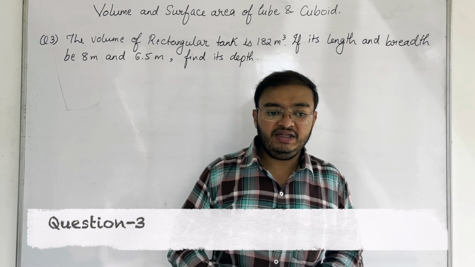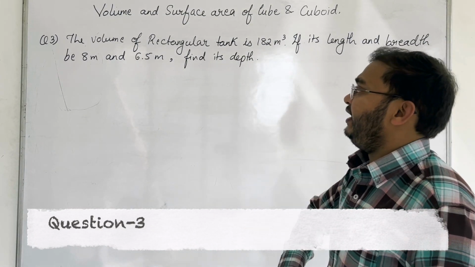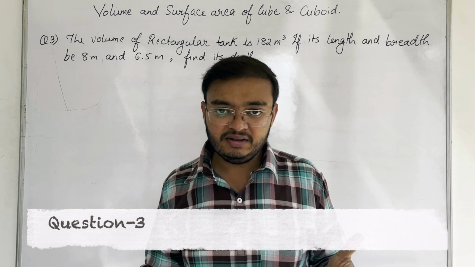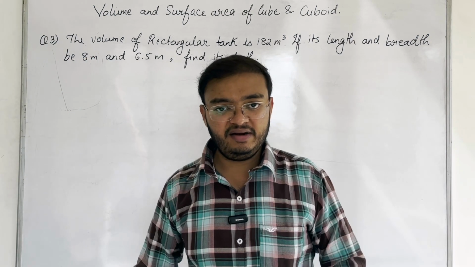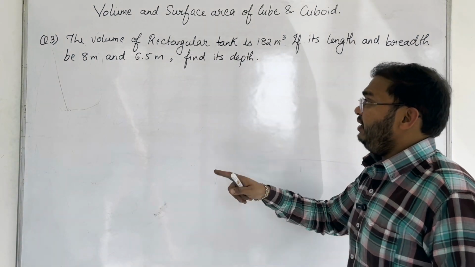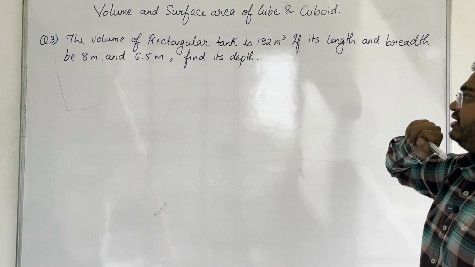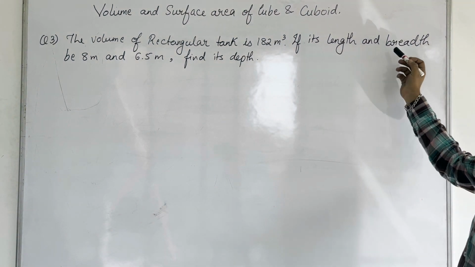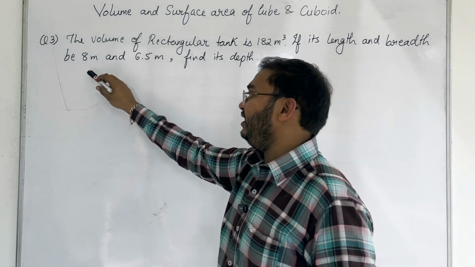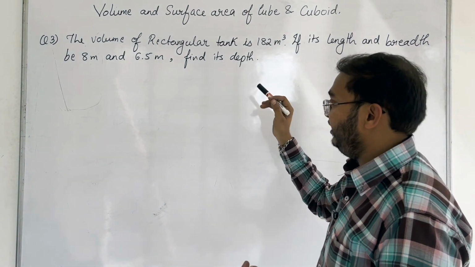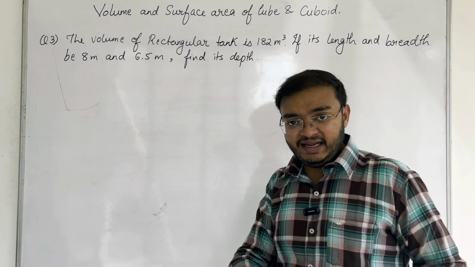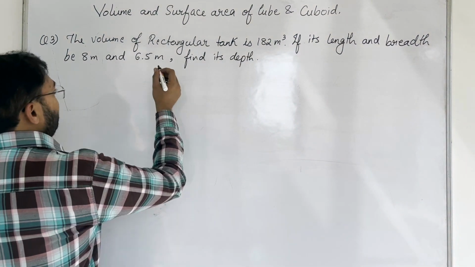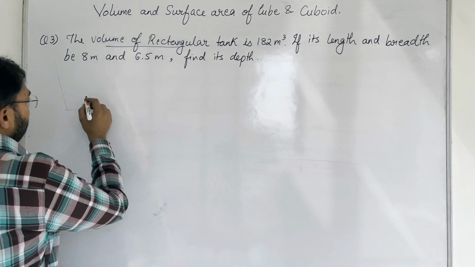Coming towards our question 3, we can see here the volume of the rectangular tank. Now this rectangular tank is in the shape of cuboid. Rectangular tank having the height is known as a cuboid. So that means volume of cuboid is given to us, that is 182 meter cube. Its length and breadth are given to us, the length is 8 meter and the breadth is 6.5 meter. We have to find the depth. Now depth of the tank is equal to the height. Definitely. So from what is given to us, from there only we will start our solution.